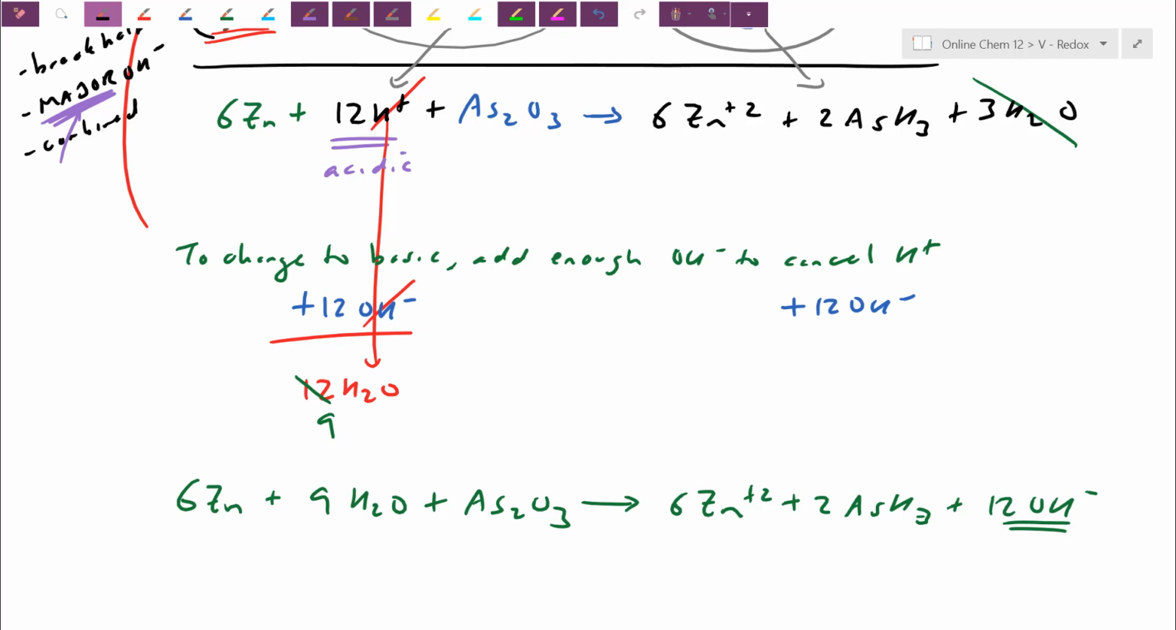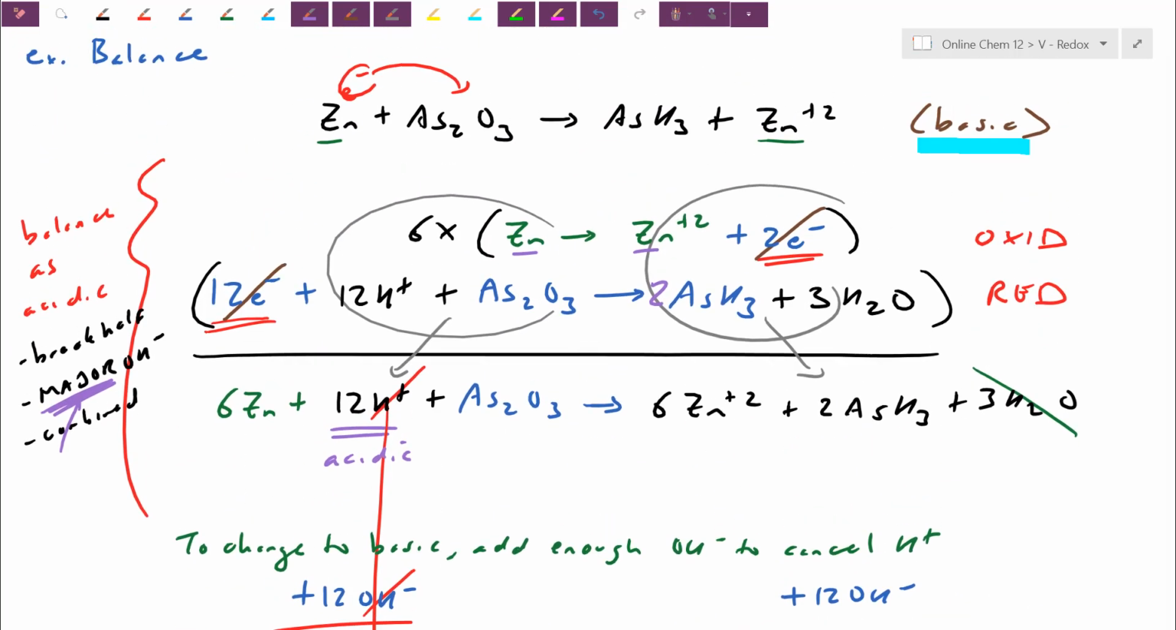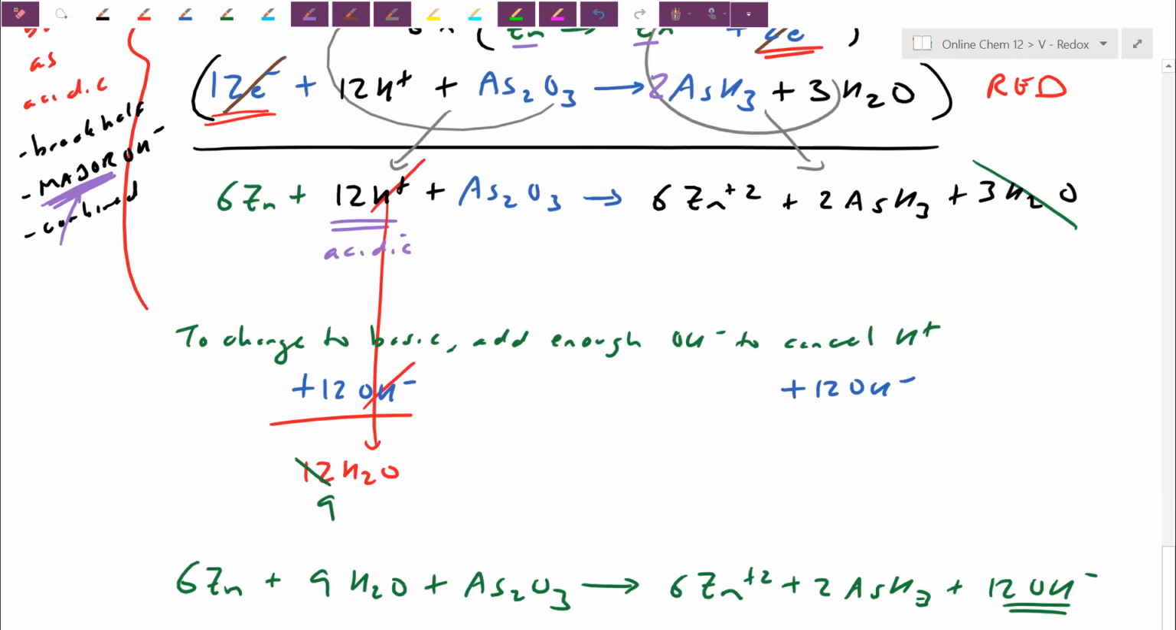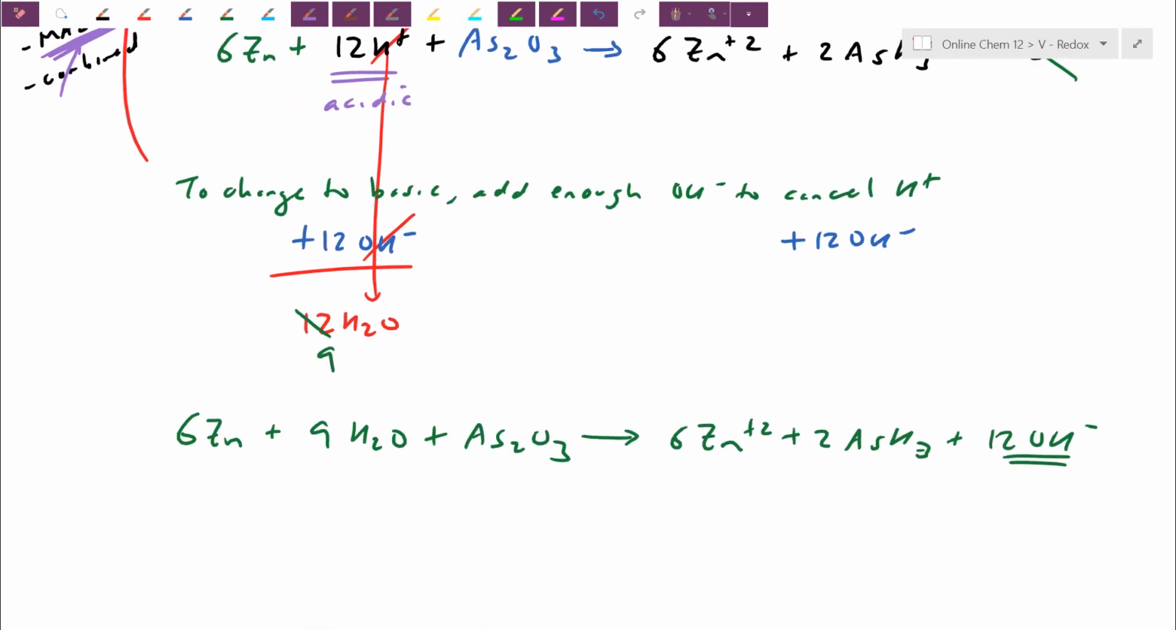If it says bracket acidic, we're done. If it says bracket basic, do everything in acidic, just like we did here, and then just one last step here for basic, add enough hydroxides to both sides to end up canceling out. Just let me show you for completeness sake here, how else could you have done this conversion to basic?